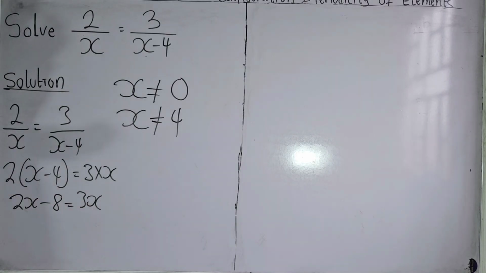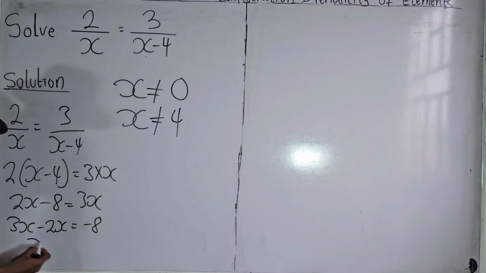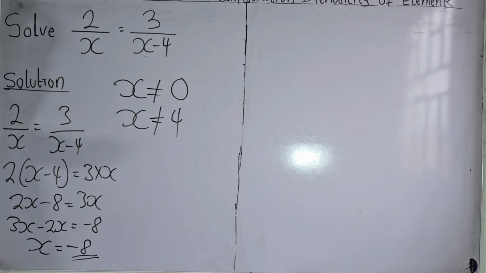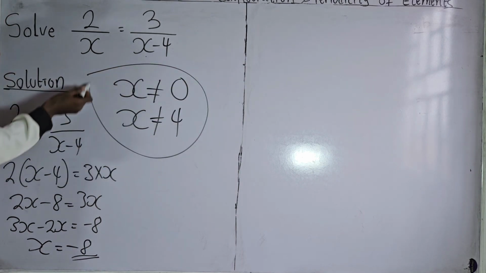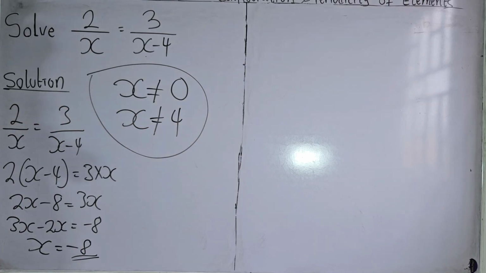The next step is that I'm going to collect like terms. Here, I'm going to have 3x minus 2x equals negative 8, right? 3x minus 2x is x. x will be equal to negative 8. As we have known, x is not equal to 0, neither is x equal to 4. Do you understand? So that is the solution to the question.